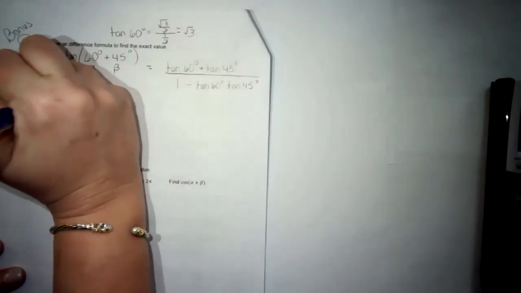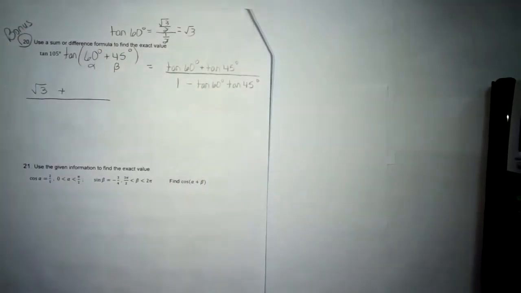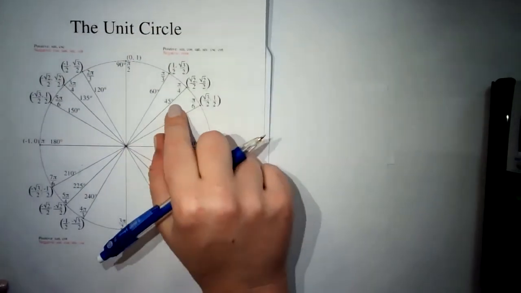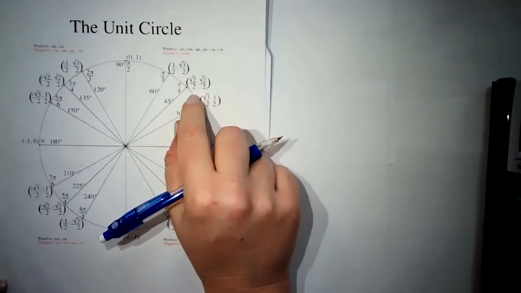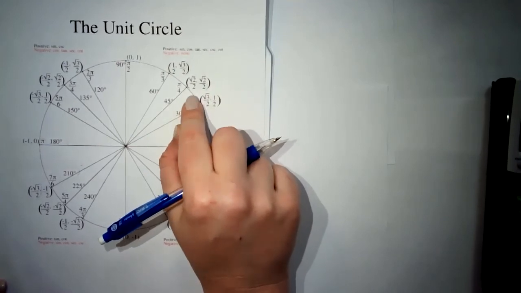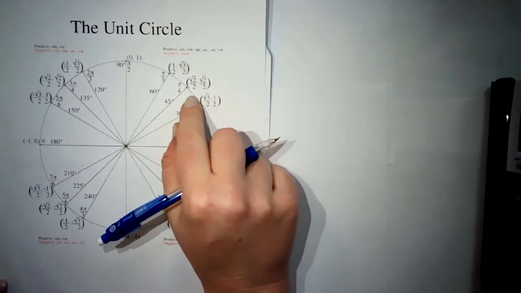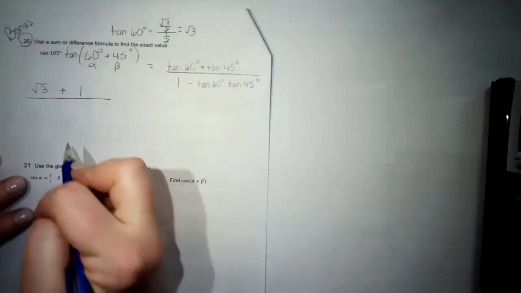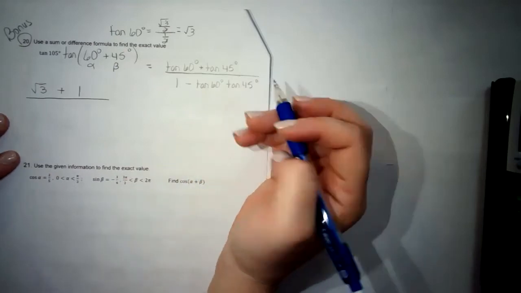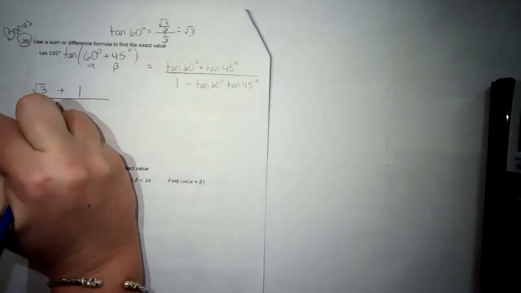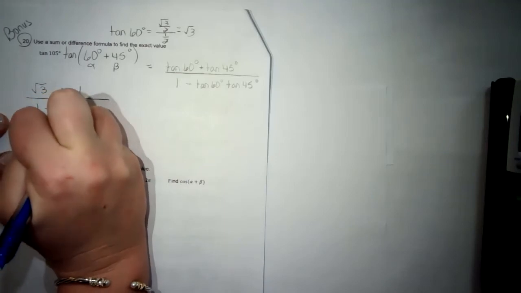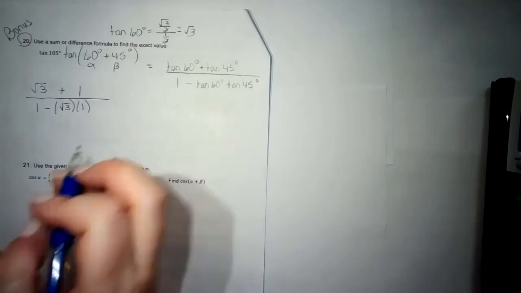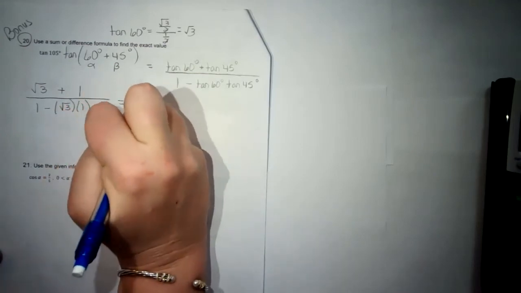All right. Now we need the tan of 45. Okay, so I go to 45 degrees. Here's my point. What's the tangent going to be for this point? 1, because they're both the same. So 1 over the other is going to be 1. Okay, now I'm going to fill this in the bottom. Okay, so 1 minus tangent of 60 times tangent of 45. All I did was fill it in.